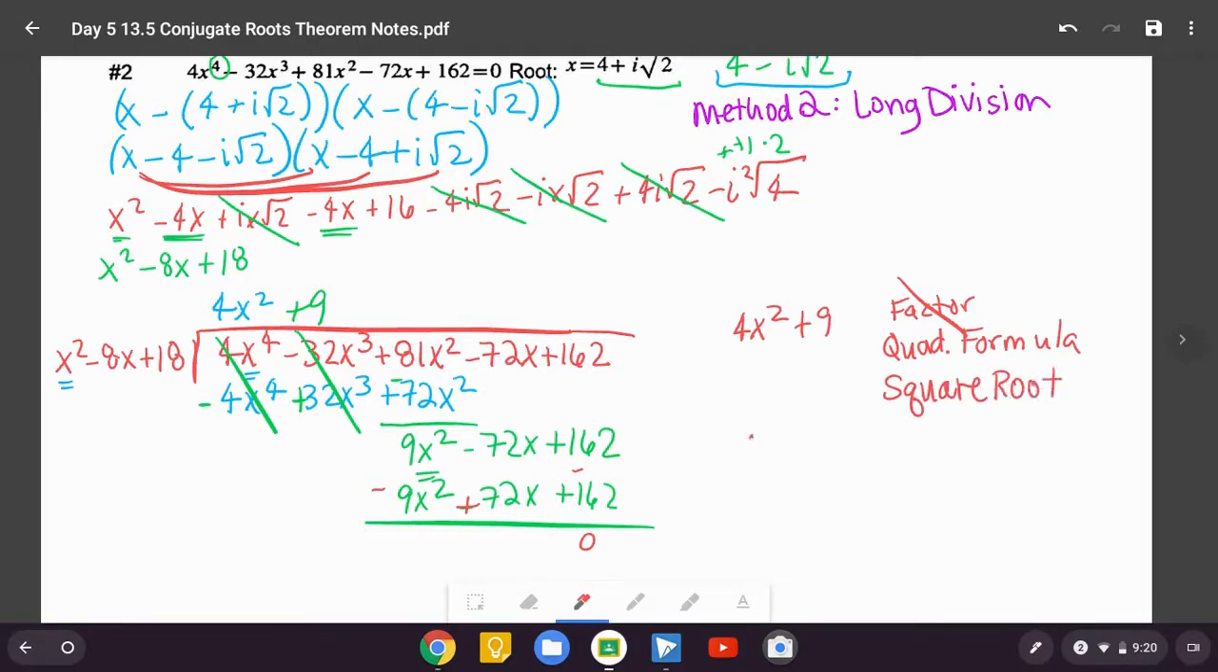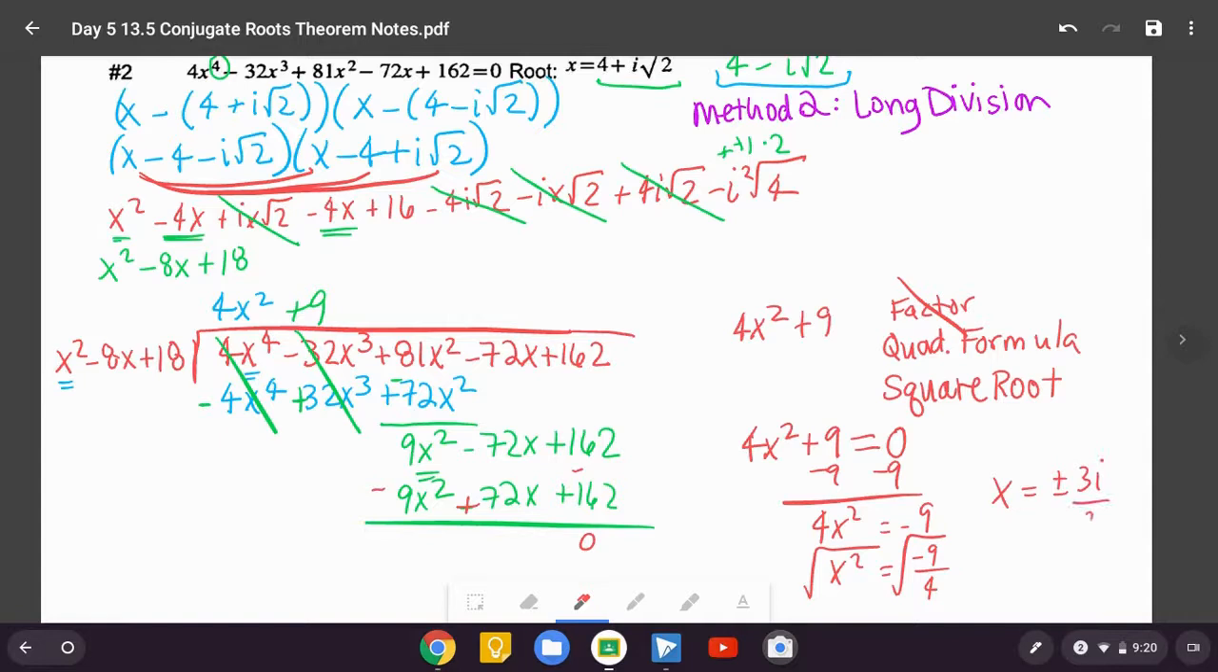And let's do that. So we've got 4x squared plus 9 set equal to 0, and we're just going to subtract 9. So we have 4x squared equals negative 9. Then I have x squared equals negative 9 over 4. And I just need to take the square root of both sides. And I get x equals plus or minus. Now if I take the square root of a negative, I know that's going to give me an imaginary. So it's going to give me 3i over 2.